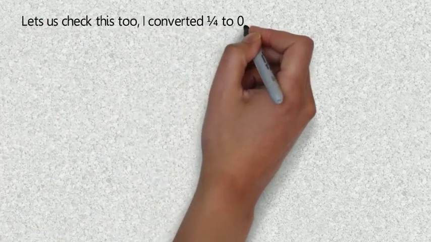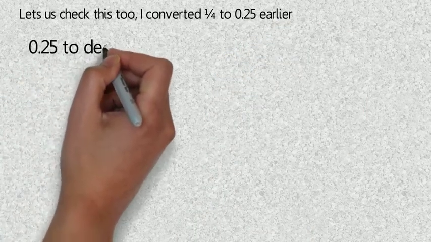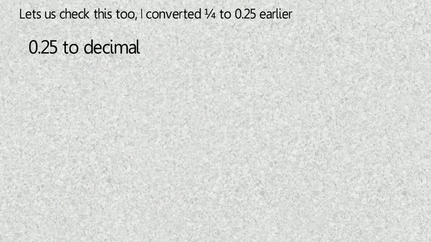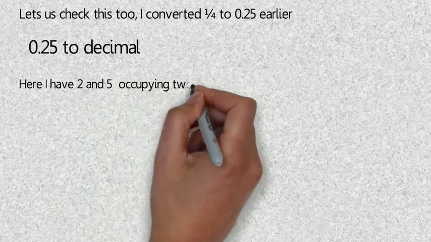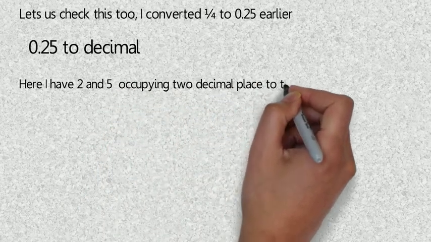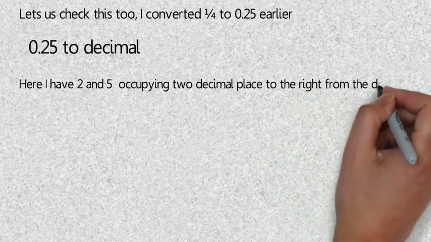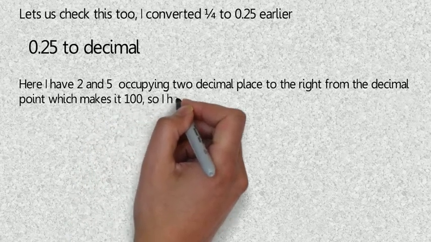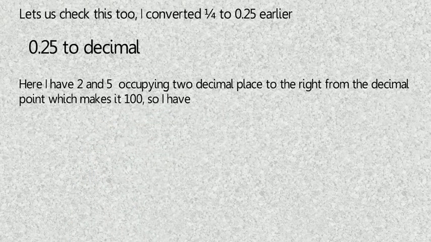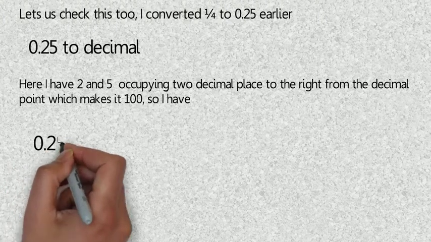So let's check this also. I want to convert my 0.25 from earlier back to a fraction. So how do I do this? It is very interesting. So here I have 2 and 5 occupying 2 decimal places to the right. So what does that indicate? It indicates 100 because we have 2 digits to the right of my decimal place. So we have 2 and 5.